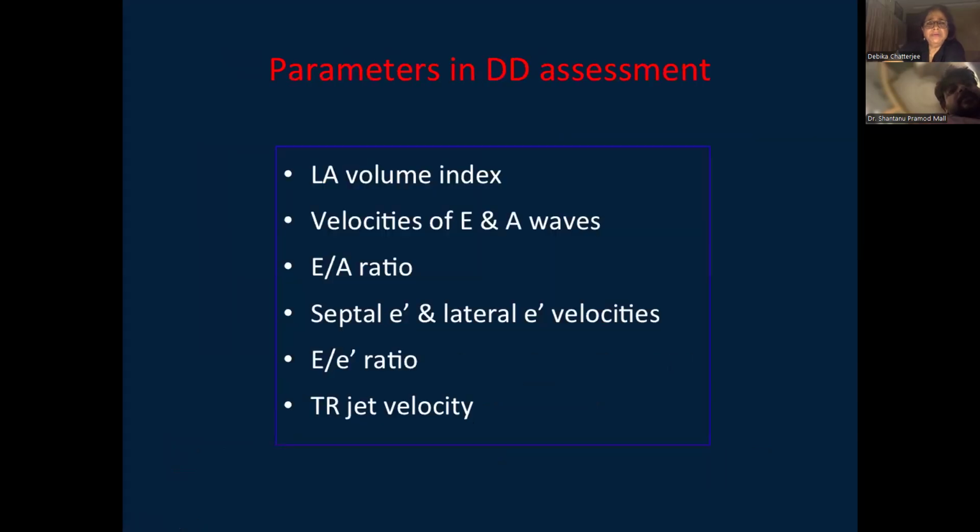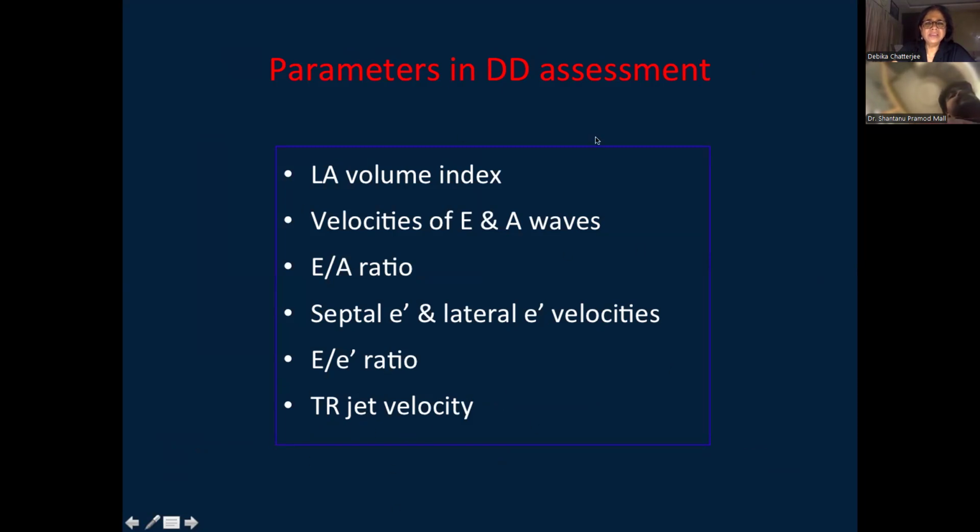Now, so far, what are the parameters we have come across? One is the LA volume index. Then we have also seen the velocities of the E wave and the A wave, EA ratio. We have seen the septal E prime and the lateral E prime velocities. Also, we know how to measure the E by E prime ratio. And also we have seen the TR jet velocity.